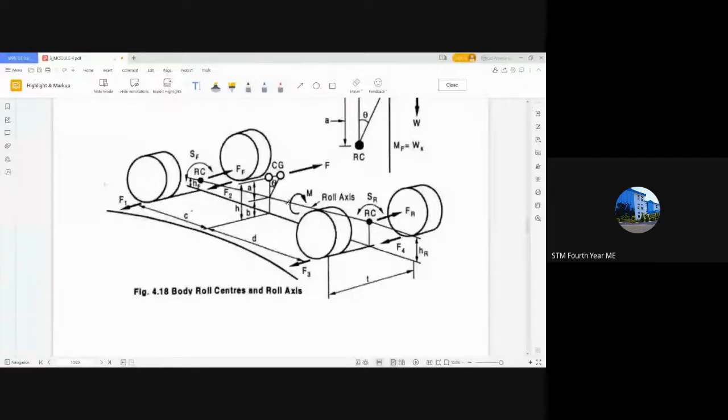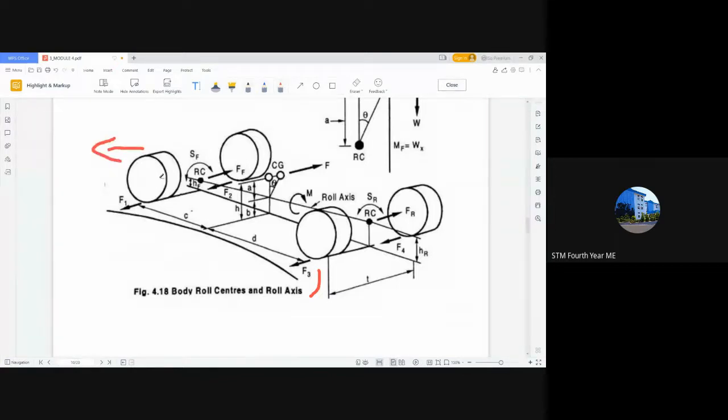So we have a vehicle here with the front wheels shown here. This is one front wheel, and this is another front wheel, and these are the rear wheels. There is the roll center axis through which the vehicle rolls once the centrifugal force acts. The vehicle is moving in this direction.